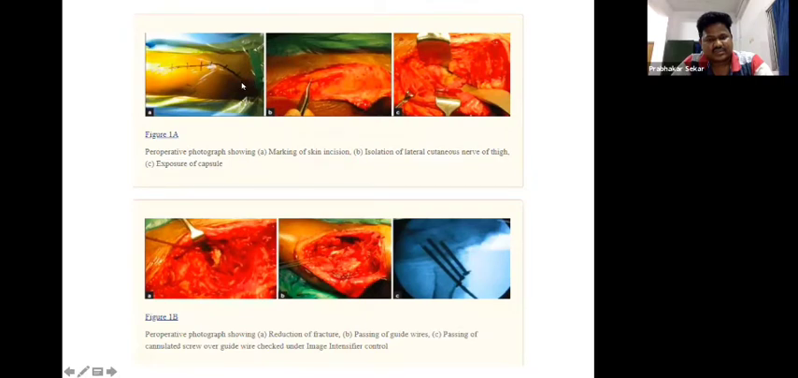This is the approach, the anterior Smith-Petersen approach. The important thing is you have to be a little careful while doing that. You have to isolate the lateral cutaneous nerve of thigh, which comes while dissecting along the anterior superior iliac spine.